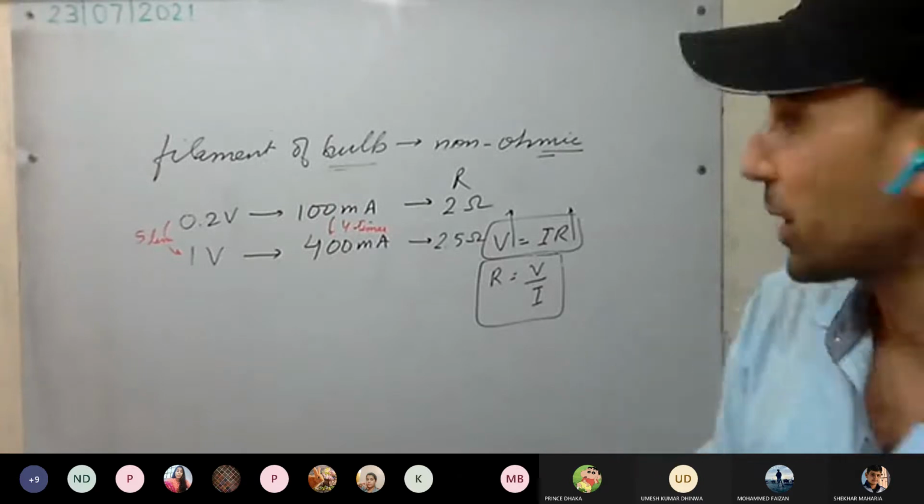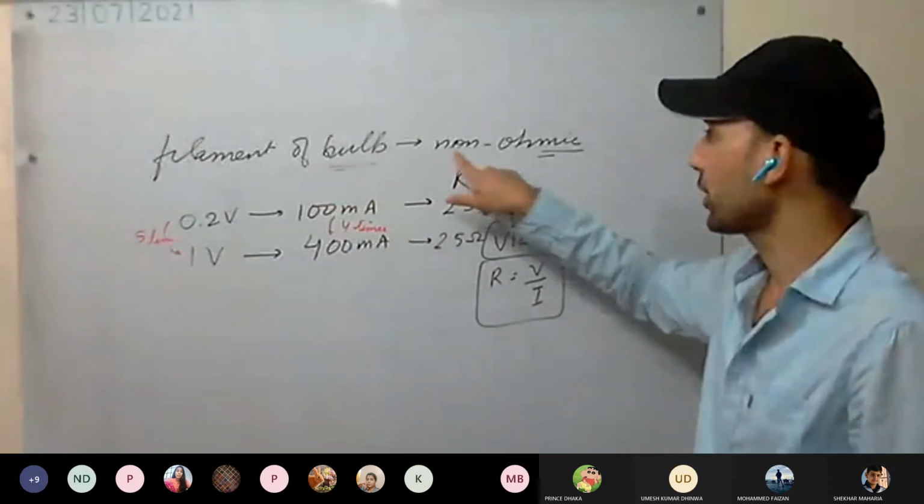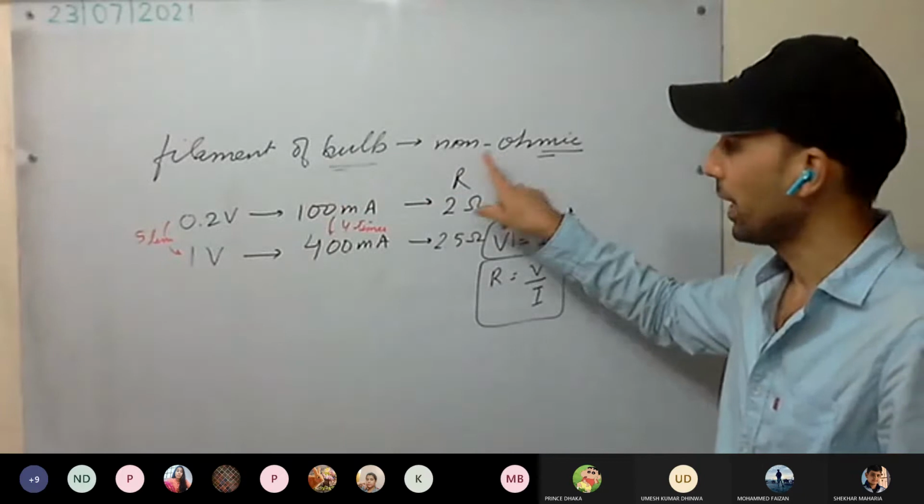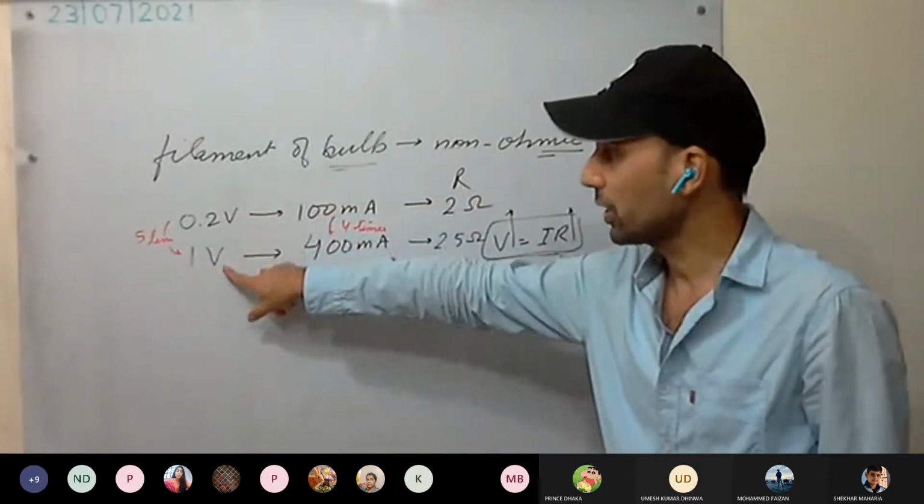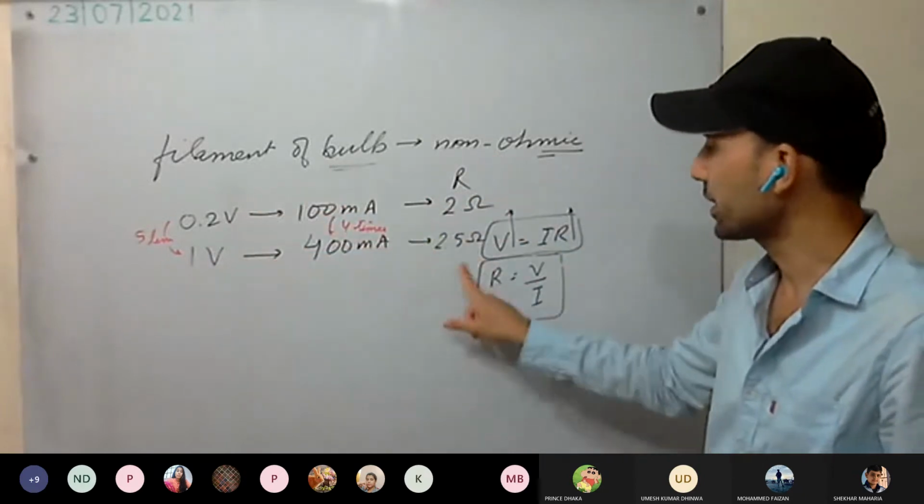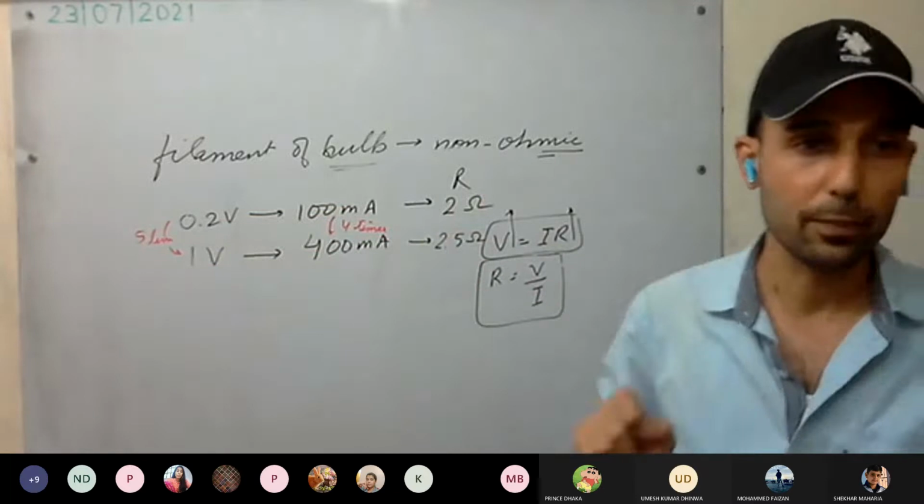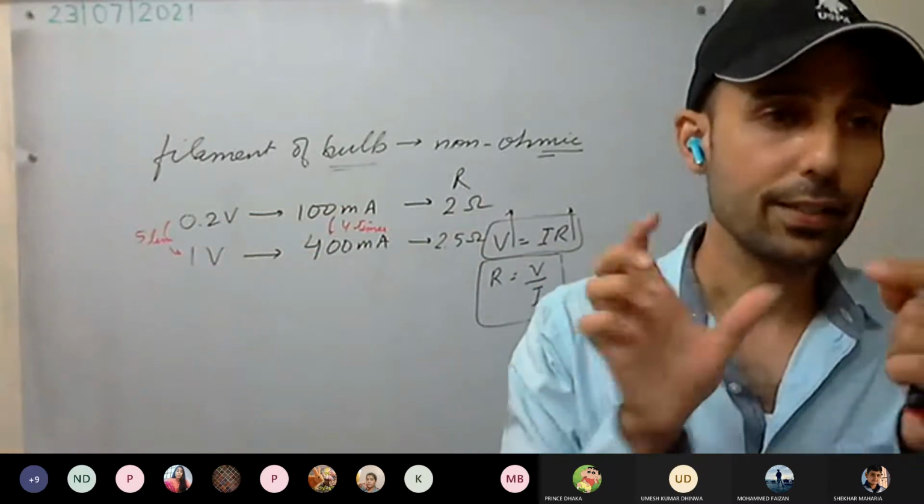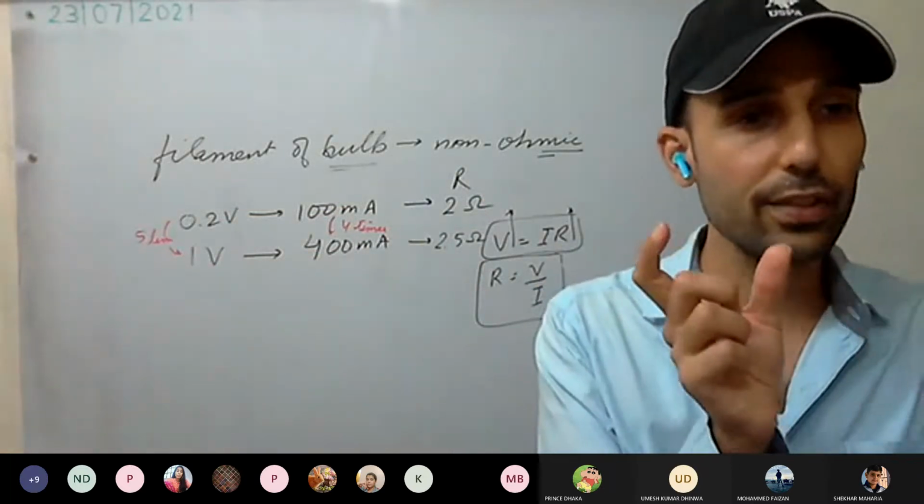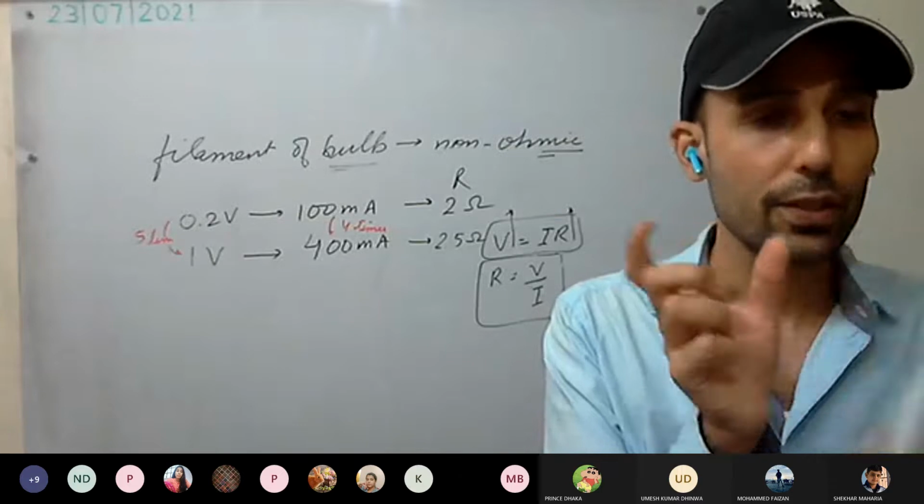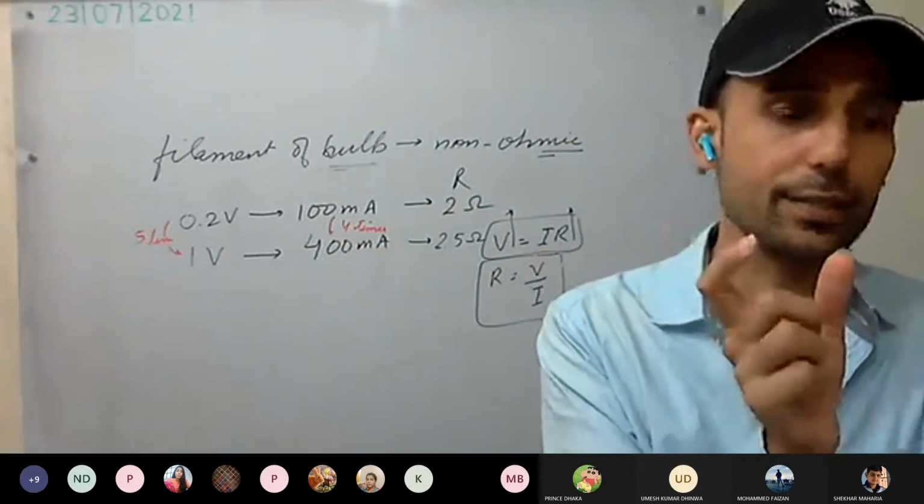This change in resistance is because the filament of the bulb is a non-ohmic conductor, and as you increase the potential difference, the resistance has increased. That's how the bulb works. Less potential difference, less current flows. Less potential difference, less resistance.